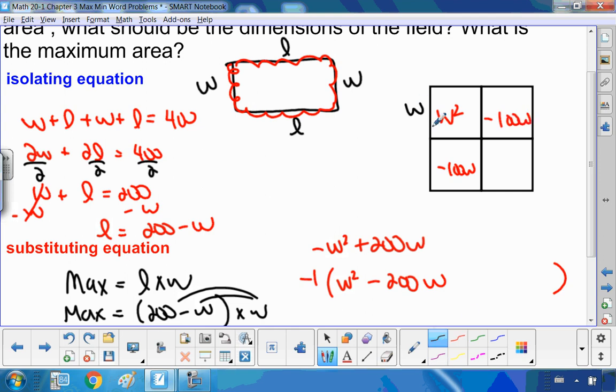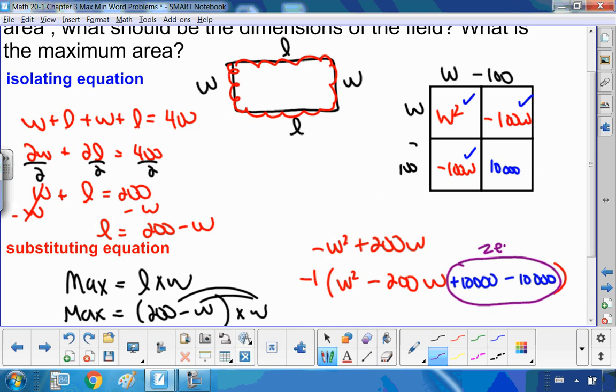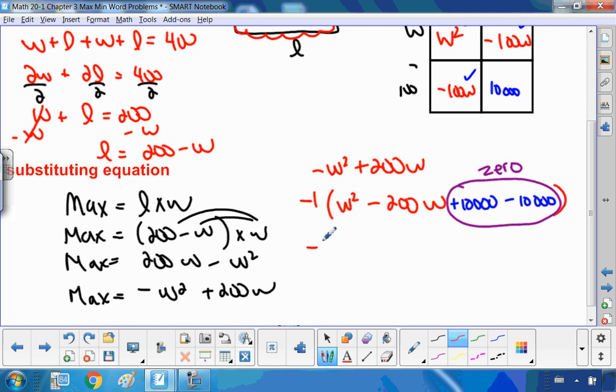So factoring that out, I have a GCF of W in this row. I take the leading coefficient out, negative 100. I have a GCF of W here, and then I take the leading coefficient out. So I always like to check: W times W, W squared; W times negative 100, negative 100W; negative 100 times W, negative 100W; and negative 100 times negative 100 is positive 10,000. So 10,000 is going to complete my square. So I add it, and I also subtract it inside the brackets. Again, I do that because 10,000 take away 10,000 is 0, and you can add 0 to anything without changing its value.